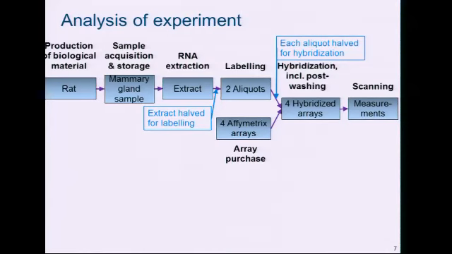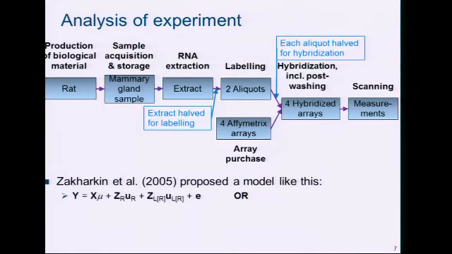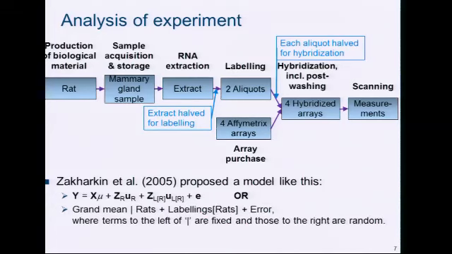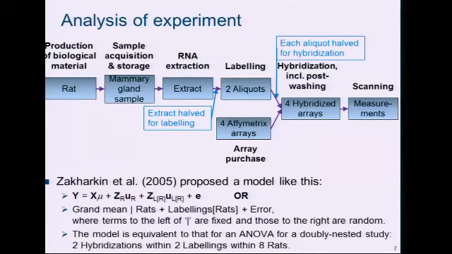Okay, so that describes the experiment as they conducted it. They proposed a model like this. An observation was made up of a mean, the grand mean, and then 3 random terms, one for rats, one for labellings within rats, and one for error. You could write this symbolically in this way that I like to do. We've got this straight line here. The fixed terms are on the left, which is just a grand mean, and we've got these 3 random terms in the model. This model is equivalent to that for an ANOVA for a doubly nested design. We've got 2 hybridisations within 2 labellings within 8 rats.